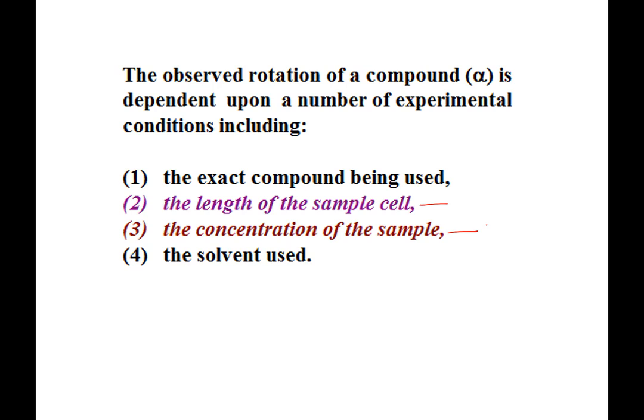If you have a longer cell, the light has more interaction with the molecules, and so a longer cell will cause more rotation. A more concentrated sample, more molecules are interacting with the light, it will have a greater rotation, simply in terms of that alpha term. And the solvent plays a little bit of a role, but it's not measurable in anything that we would do in lab or in lecture. And we're going to look at the optical activity or specific rotation of molecules later on in lab.